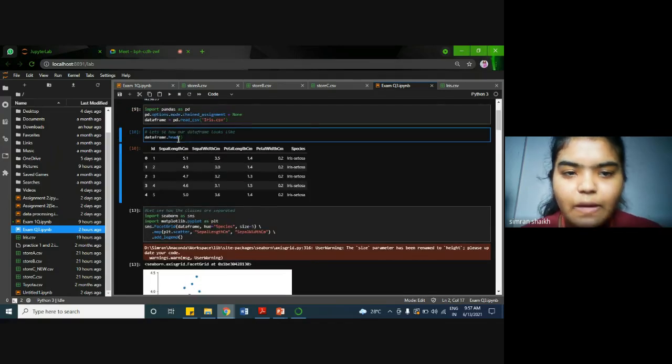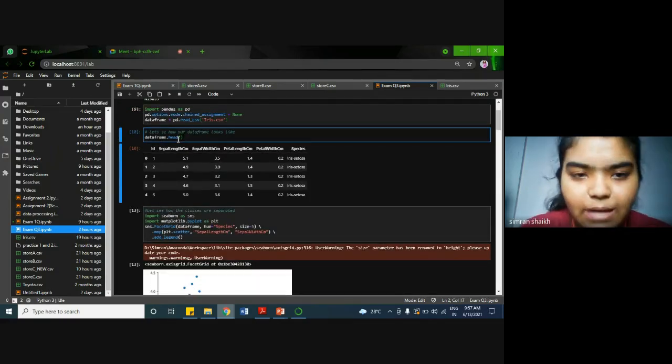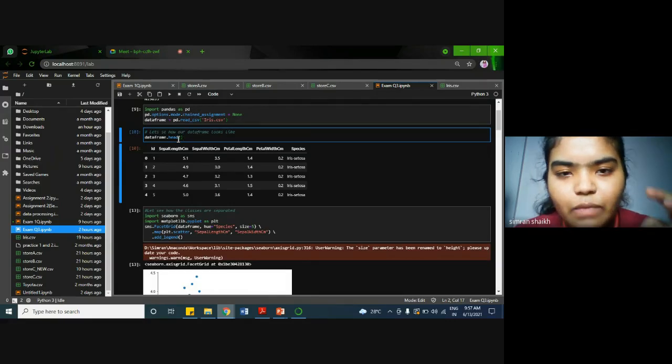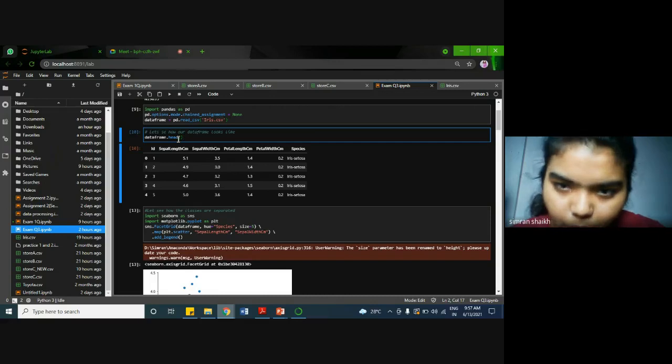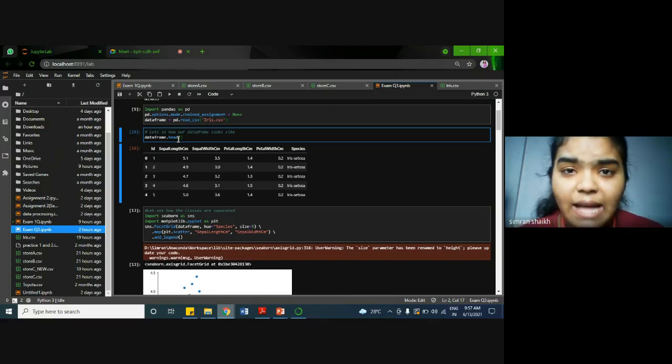This is data frame head. What dot head does is show the n number of lines of your data set to give you a glance at what your data set consists of. I've already shown you, but once again we have these headings: sepal length, sepal width, petal length, petal width, and the species, and everything.